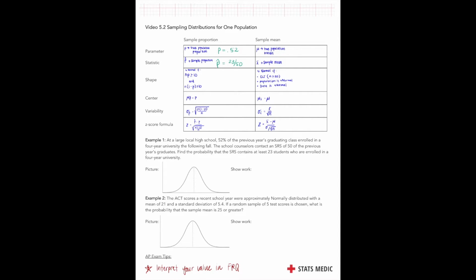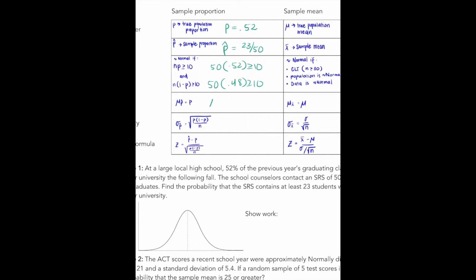Then to calculate my shape, I'm going to use n times p and n times 1 minus p. You guys can plug some values in; these are the values that you should put. In terms of my center, the mean of p hat is going to be the same as my claimed proportion, which is 0.52. So I'm going to put mean of p hat equals 0.52. My standard deviation is calculated using p, because we have our population proportion, so we should use that rather than using the sample, which is not as good of an estimate.